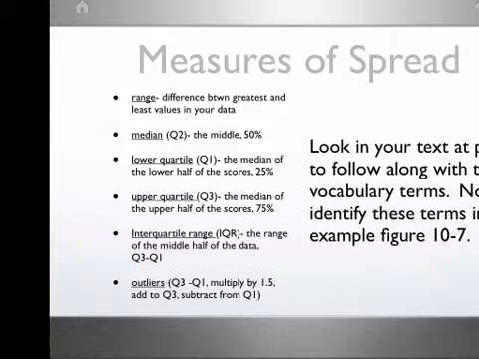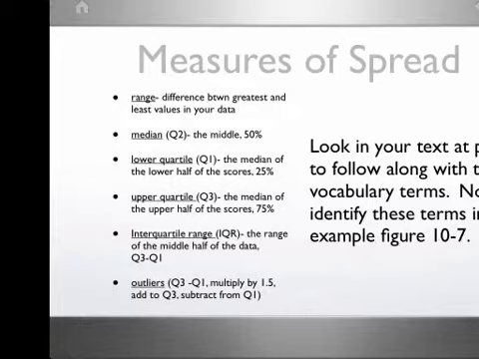The range obviously is the difference between your greatest and least values. Your median is what we would consider Q2, or the middle 50%. The lower quartile would be Q1, which is the median of the lower half of the scores. The upper quartile, which is Q3, is the median of your upper half of the scores. And then your IQR, or interquartile range, is basically taking your Q3 and subtracting your Q1. So it's that inner range of your middle half of the data.